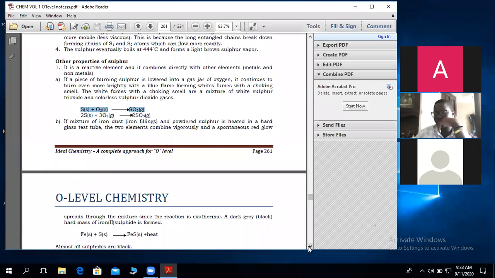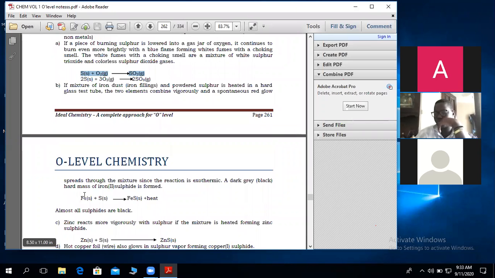Now, if sulfur is heated with iron, then it forms iron 2 sulfide. You know the valence of iron 2 is 2 and the valence of sulfur is also 2, so it forms iron 2 sulfide. And iron 2 sulfide is a black solid. Iron 2 sulfide is a black solid, so this is it here. A black solid is formed when sulfur is heated with iron.